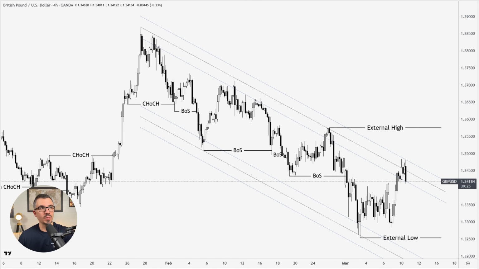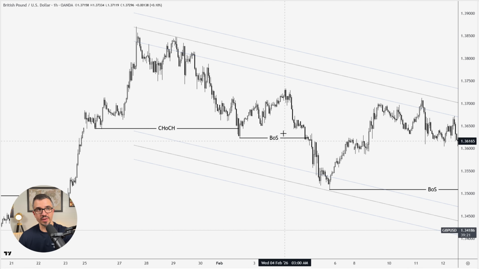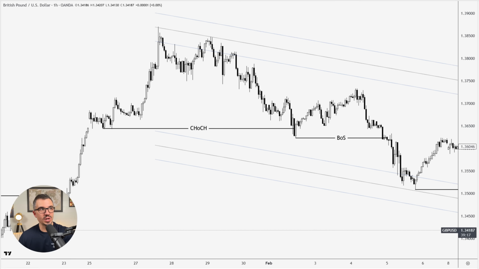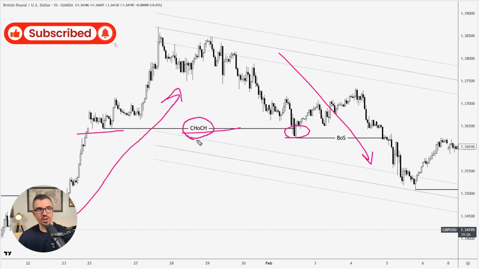So the very first thing that we need to understand here is, if you are at all familiar with SMC, you know about change of character and break of structure. So what these two signal is that a change of character is, in this case here, you can see we got the close below the low. This was a change of character from bulls back here to bears. So the moment that we get this right here, we're looking for shorts.